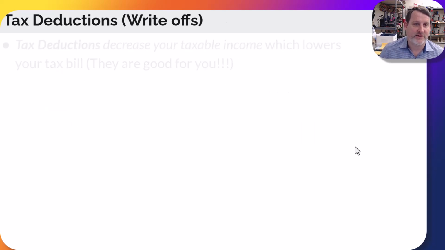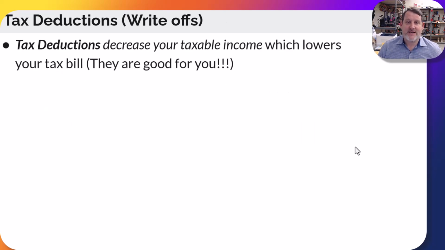All right, tax deductions. A tax deduction basically decreases your taxable income, which lowers your tax bill. So up until this point, we've been talking about taxable income and how it's almost always less than what you really make. And the reason for this is what's called tax deductions.